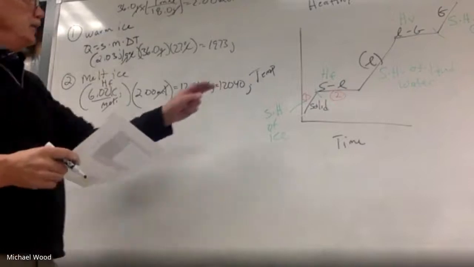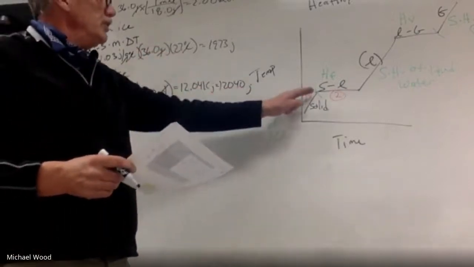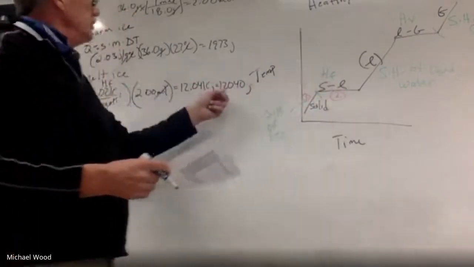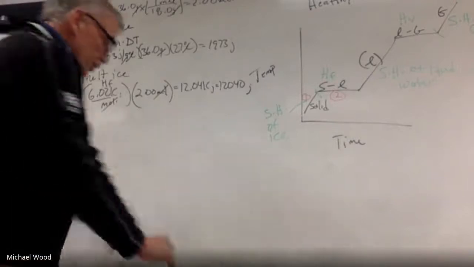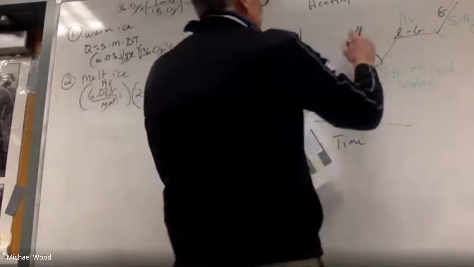Okay, so here was the energy it took to increase the temperature from negative 27 to 0. Here's the energy it took to melt. Notice it took significantly more energy to melt it. Okay, so the third step now is going to be to warm the liquid. So this is going to be step 3.